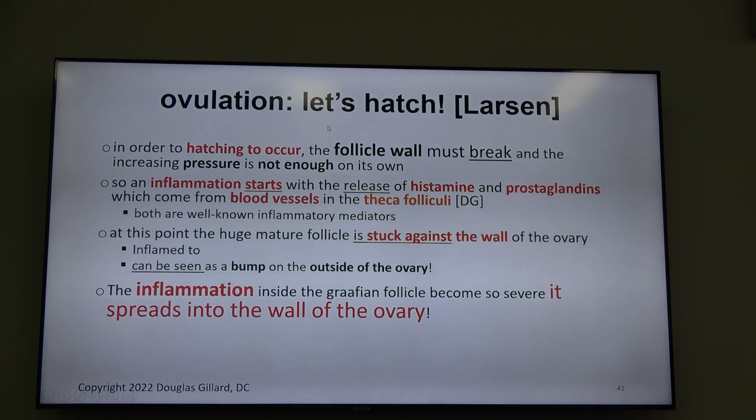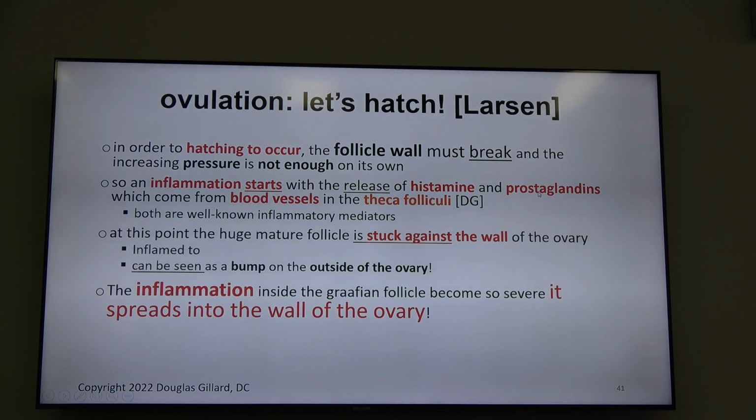Okay, now hatching. Let's talk about hatching. We're finally going to get out of here. So we've got to get out of the follicle. The follicular wall must be broken, and that increasing pressure is not quite enough to break it. So another thing happens. Remember the theca folliculi? That has a whole bunch of blood vessels, we said. The endothelial cells of these blood vessels start releasing prostaglandins and histamine. Prostaglandins, what is that?